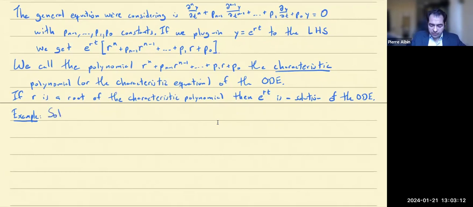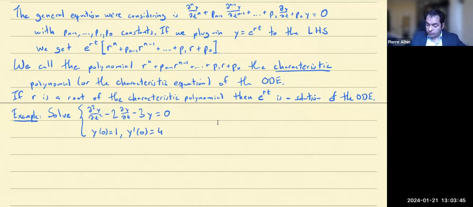Suppose we wanted to solve the following problem, where you have two derivatives of y minus 2 times one derivative minus 3 times the function itself is equal to 0. And so this is a second order equation. So if we want initial conditions, we need 2. So let's say we have y of 0 is equal to 1 and y prime of 0 is equal to 4. Right? We want to solve this problem.